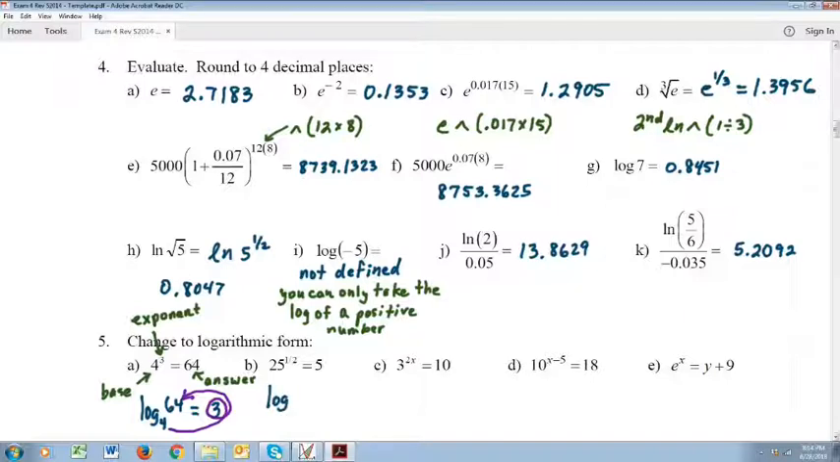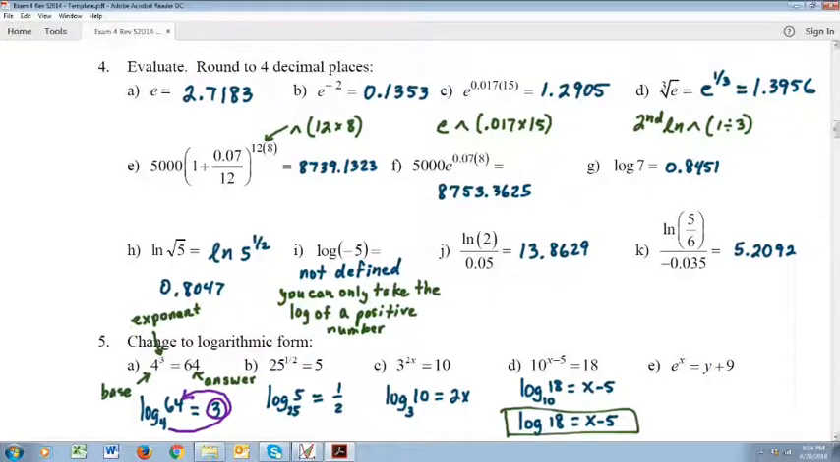Alright, so on the next one, we're going to write log. Our base is 25. We'll put the 1/2 on the other side, and our answer goes there, which is 5. And letter C, you should get log base 3 of 10 equals 2x. Notice here, this is a base 10 log, and so you should get log of 18 equals x minus 5. And I'm going to rewrite this without the 10.